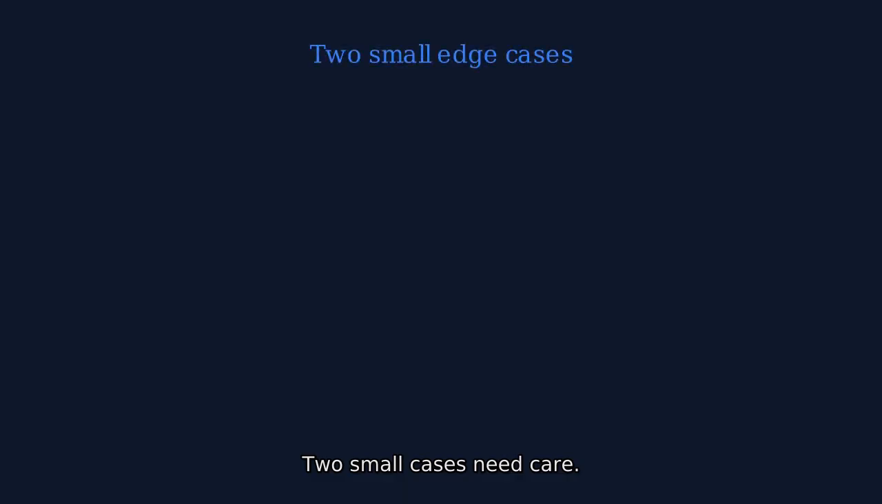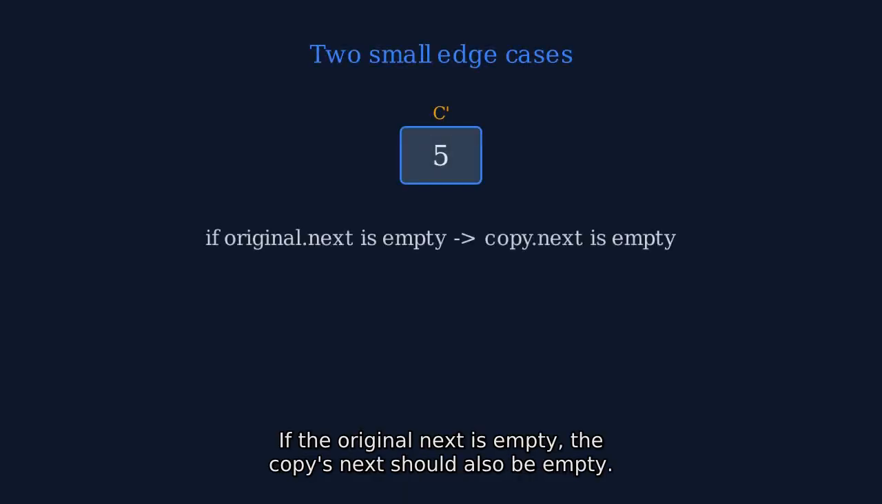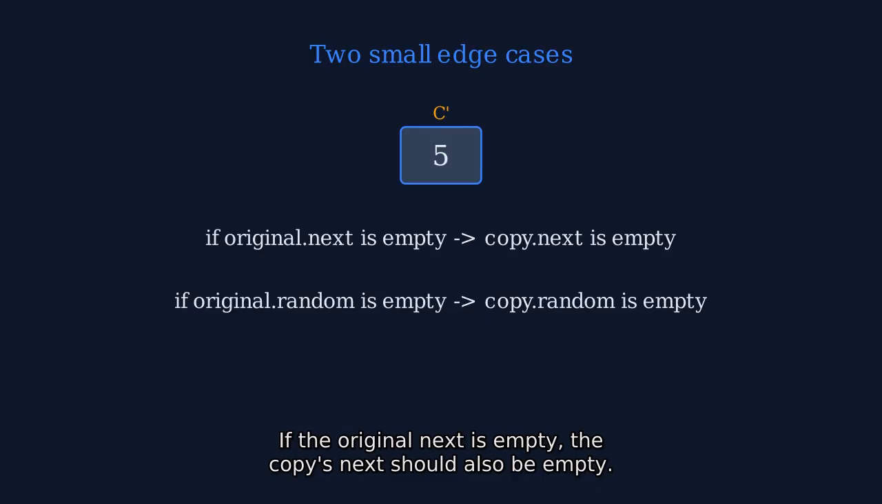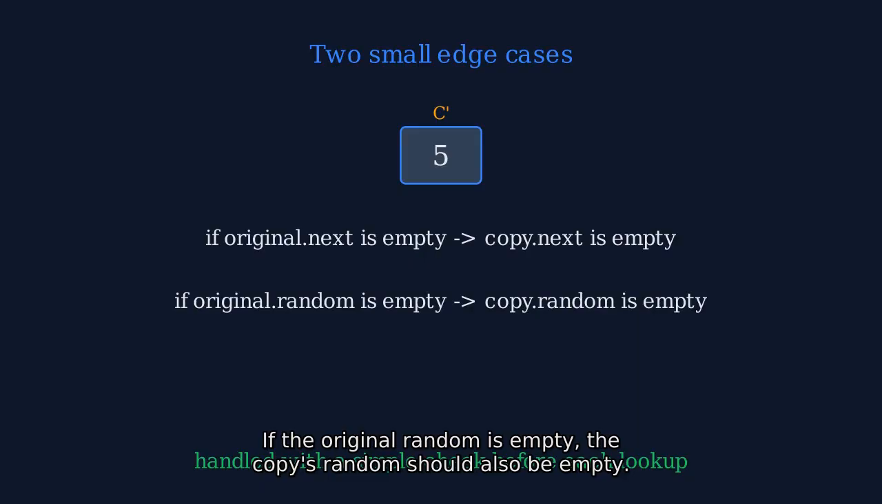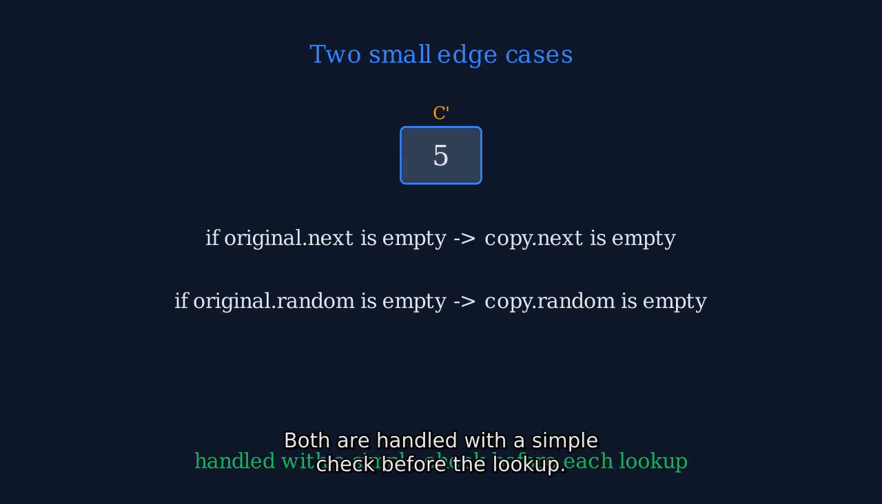Two small cases need care. If the original next is empty, the copy's next should also be empty. If the original random is empty, the copy's random should also be empty. Both are handled with a simple check before the lookup.